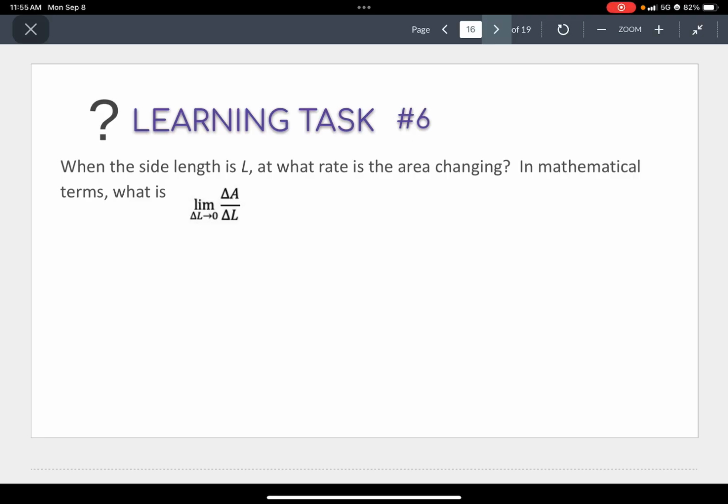Learning task number 6. When the side length is L, at what rate is the area changing? In mathematical terms, what is the limit as delta L approaches 0 of delta A over delta L? This is referring back to those earlier learning tasks when we were looking at the area of the rectangle, area of the square and how it changed based on the change in the side length. Go ahead and pause the video and work this learning task.